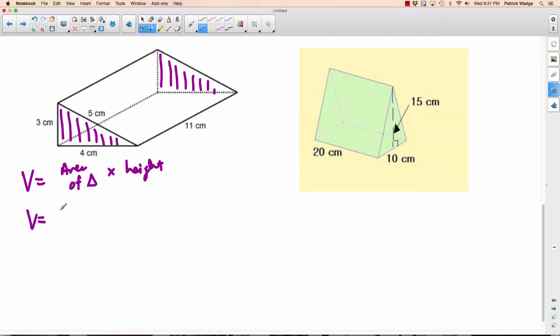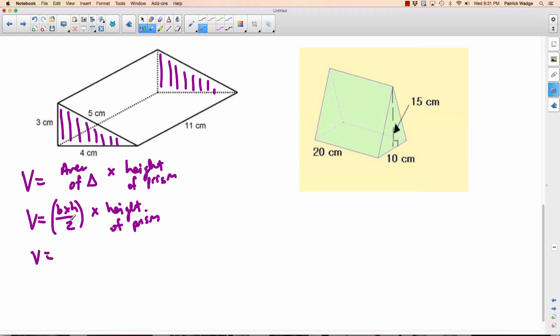Well, how do you get the area of a triangle? The area of a triangle is base times height divided by 2. And then once we've done that, we want to multiply by height. Wait a minute, we already have height here. This is what's really confusing about these questions. People often get confused about it. This height here is the height of the triangle. This height here is the height of the entire prism.